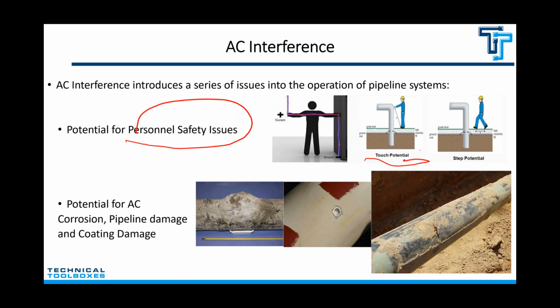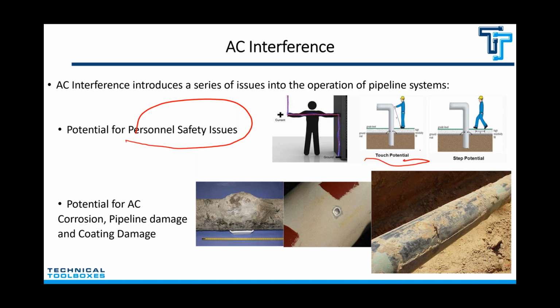So when we do our analysis and our modeling, that's one of the first things we look at, to make sure that our pipeline is not going to harm anyone. And by the way, it's not just our personnel. It could be a child out there playing in the corridor. It could be anybody out there that might touch something. So we pay close attention to those safety issues.